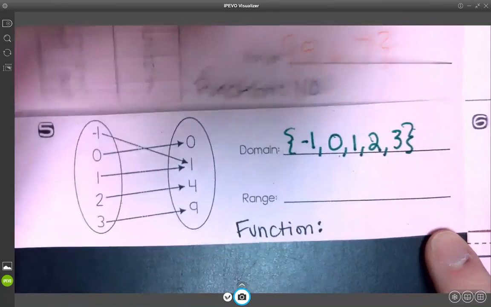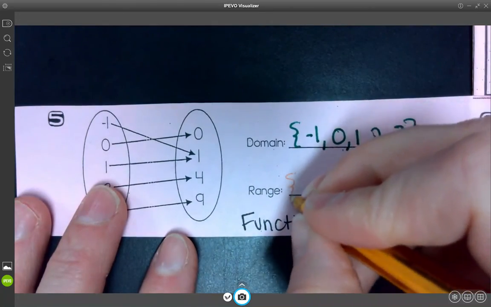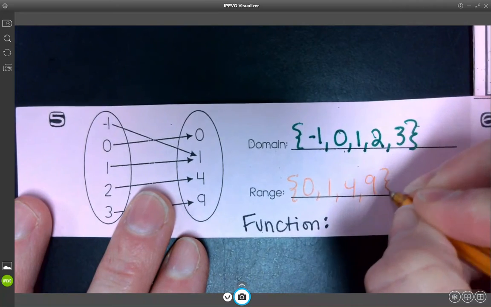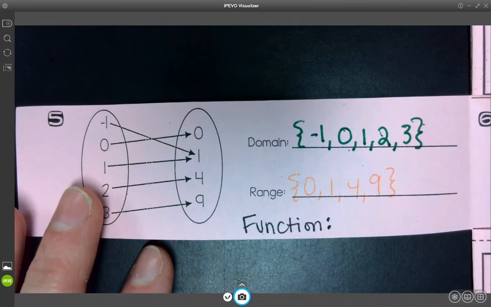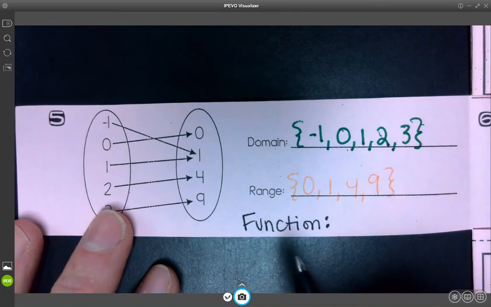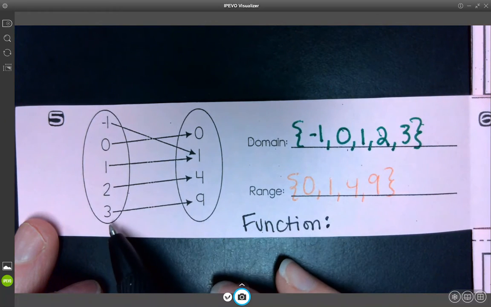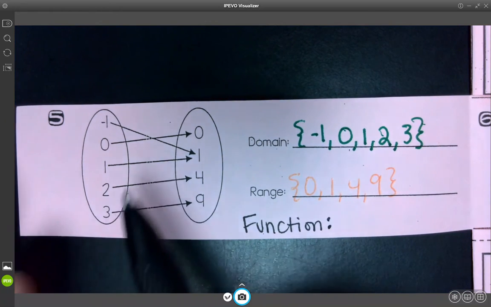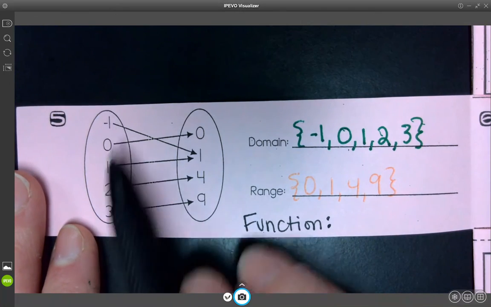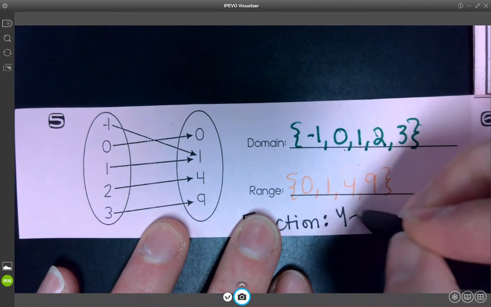-1, 0, 1, 2, 3. And then our range, they're in order too. 0, 1, 4, and 9. And then to determine if it's a function, yep, no x's repeat. Remember for mappings, it would have 2 arrows coming from it going over to the right side. And each one of these have their own single arrow. So yes.